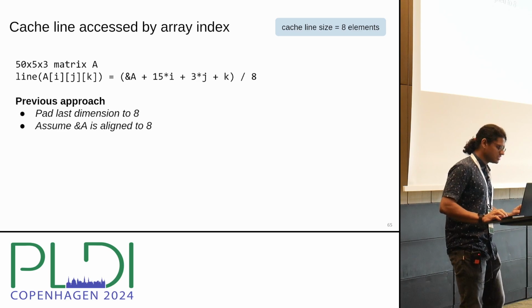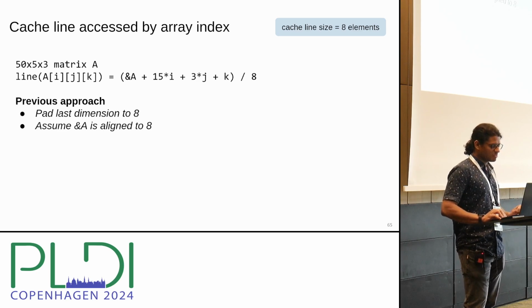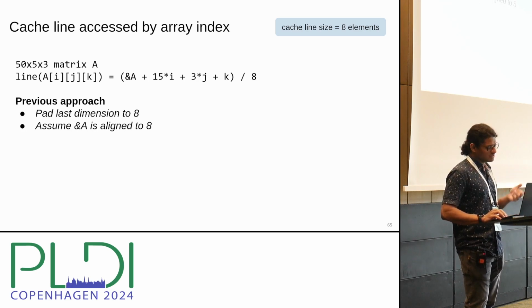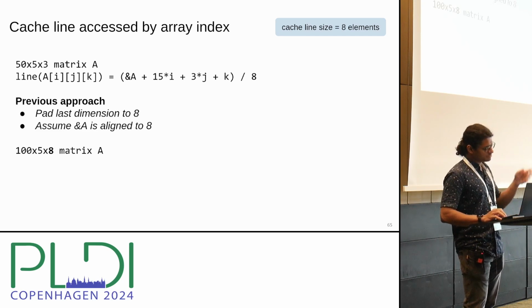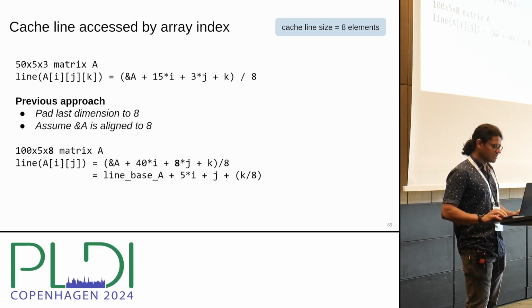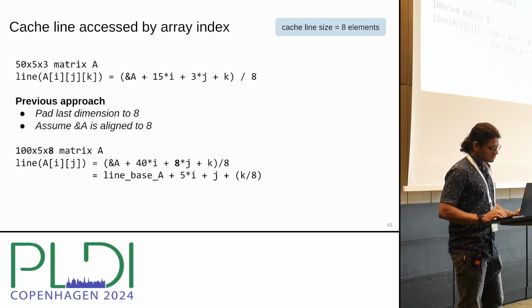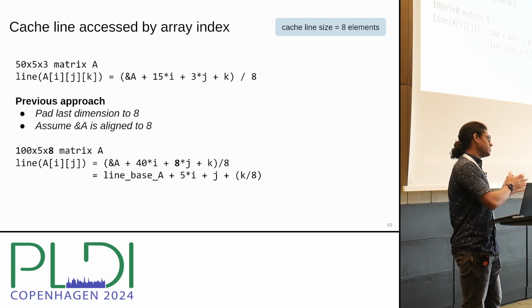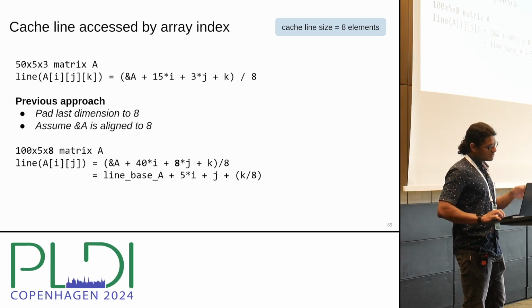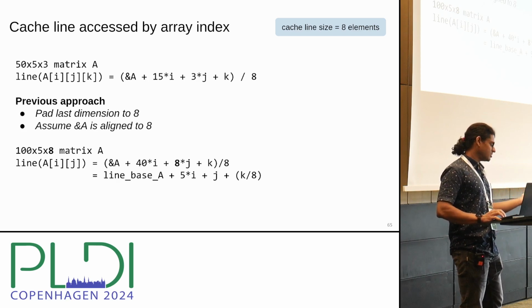So what they do is some kind of padding, where firstly let's assume that the base address is aligned, and then pad the last dimension so that the expression simplifies. Once you pad one of the dimensions, everything else becomes a multiple of 8 and it goes out. Basically, they have to pad the last dimension to 8.